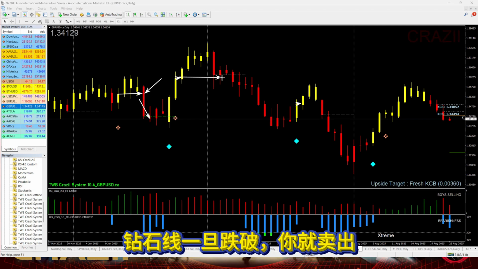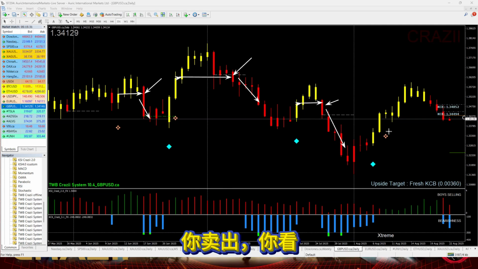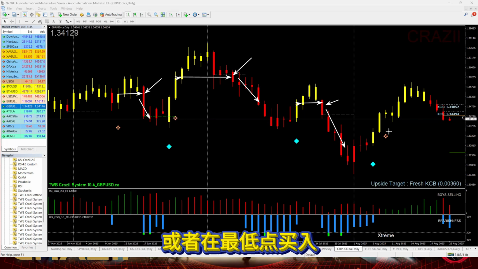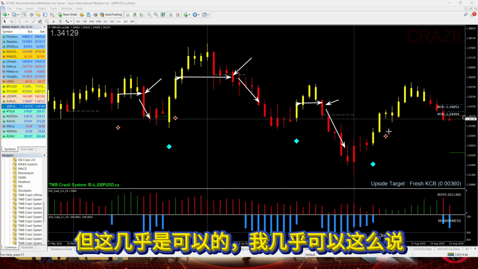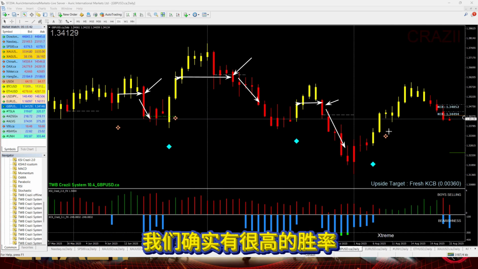Same thing again, once it breaks the diamond line, you sell. Breaks again, yellow turns to red, you sell. You see? Our system is actually very simple. We do not focus on selling at the highest point or buying at the lowest point. But I can almost say that whenever we have a call on a day chart, we have a very high percentile of winning.